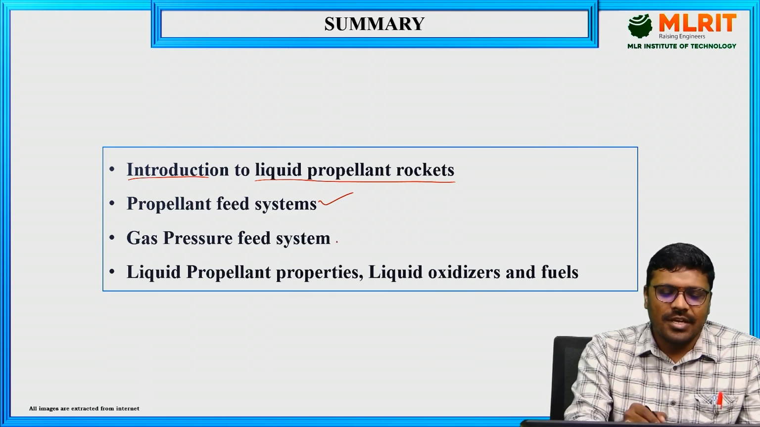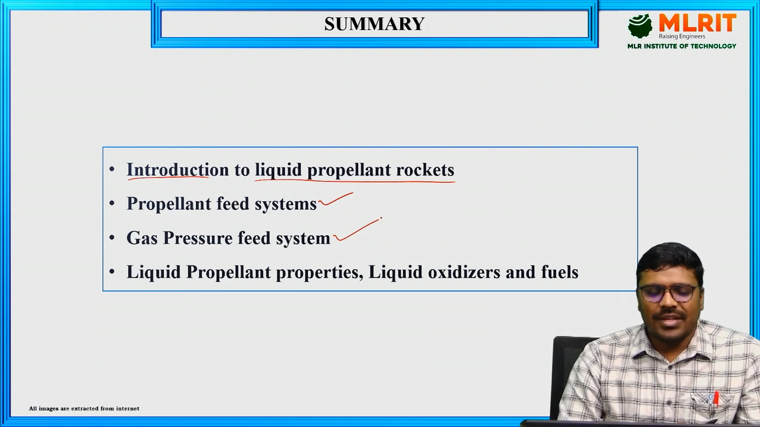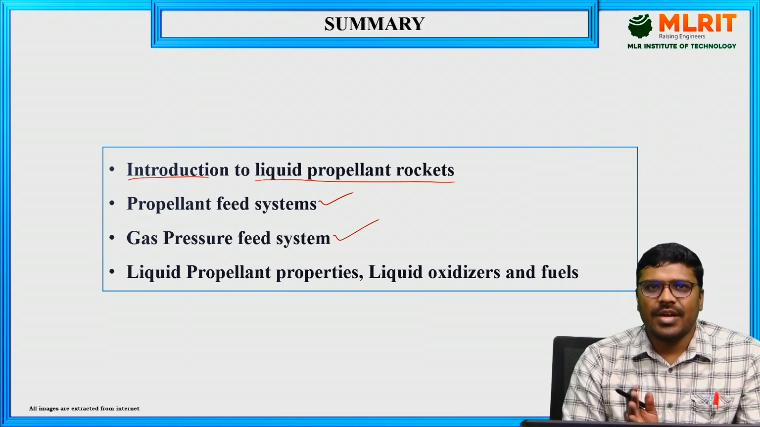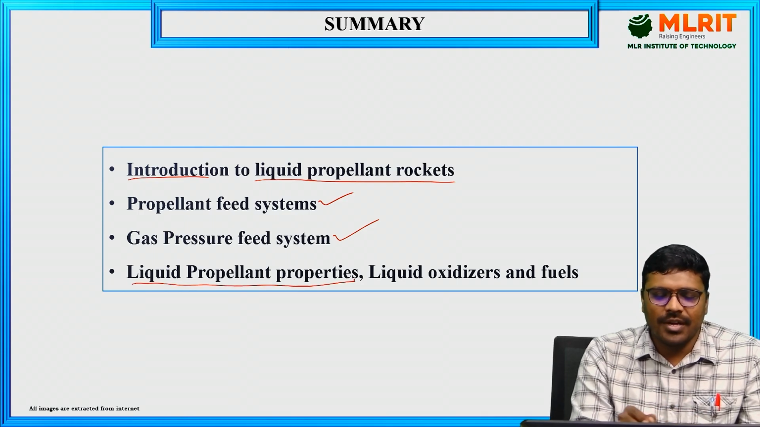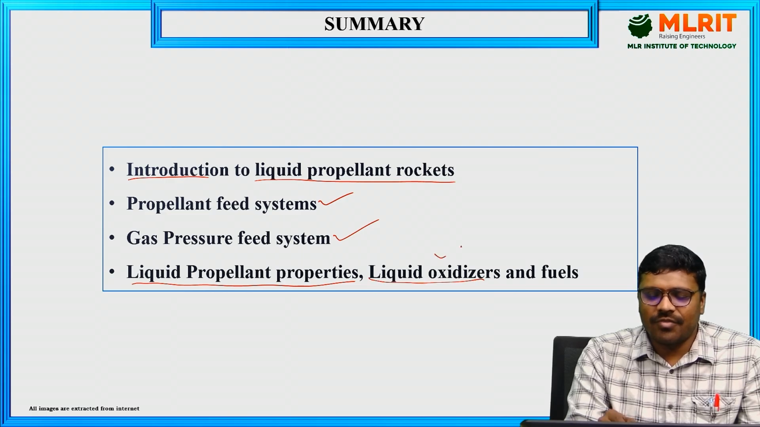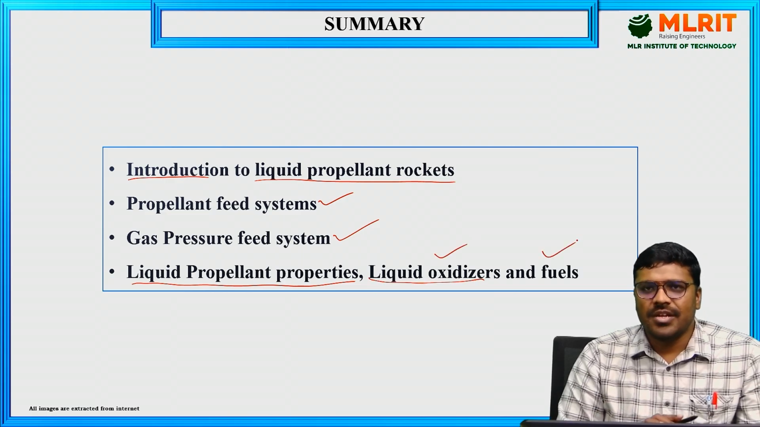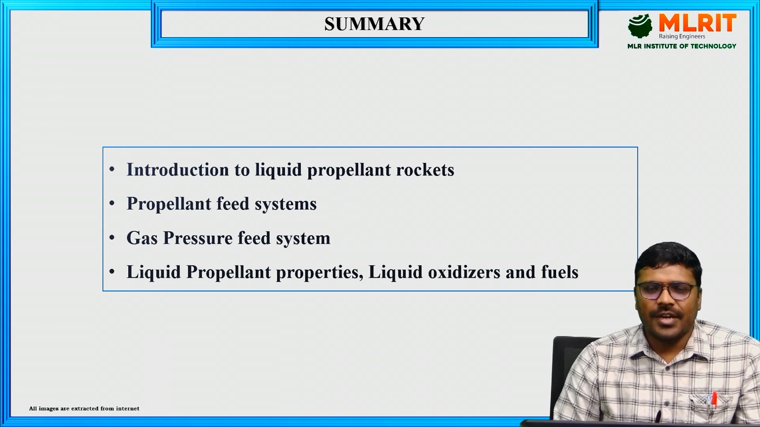Next, we discussed the gas pressure feed system, in which we discussed two types: regulated mode and blow down mode. After that, we went through the properties of liquid propellants, that is, liquid oxidizers and liquid fuels. So this is the summary of today's lecture, and we'll meet in the next lecture.